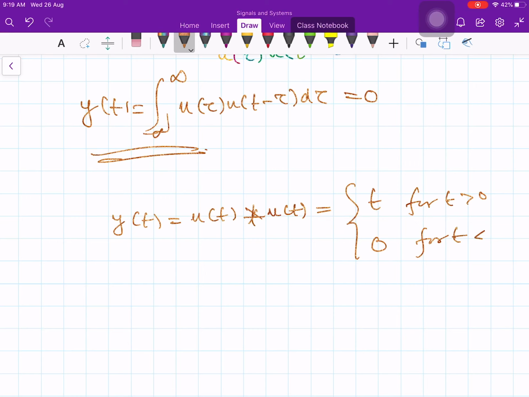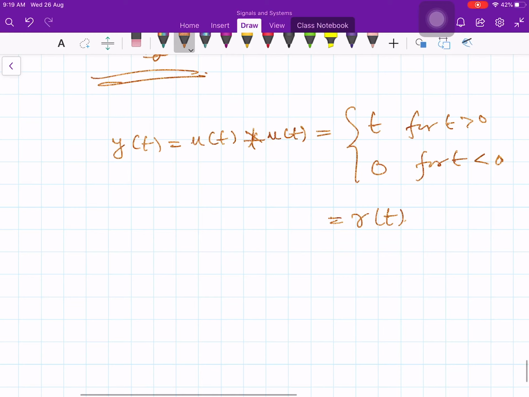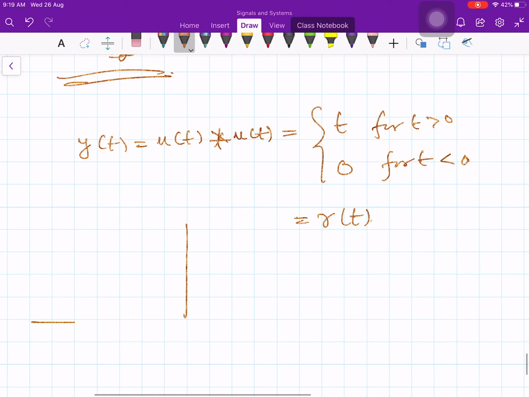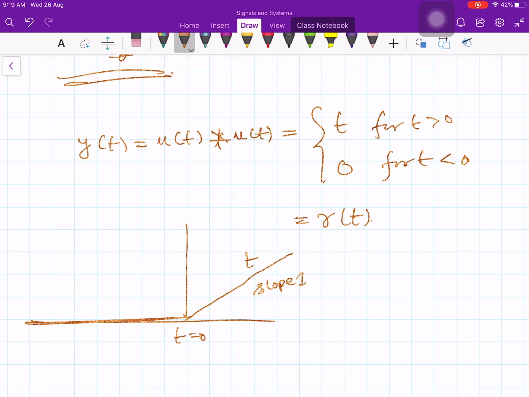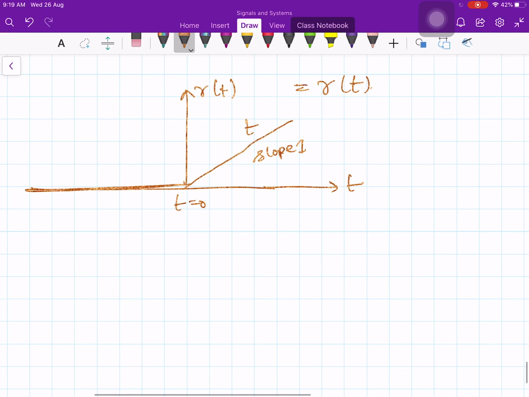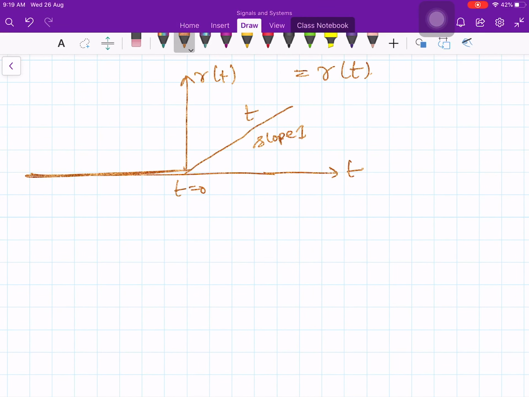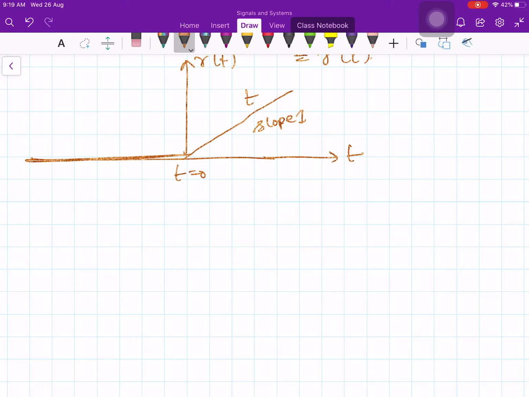So, this resembles something else. Don't you see that this is the definition of your ramp signal r of t. So, the convolution product of u of t with u of t is described by r of t. So, this is a ramp function. How do you describe the ramp function? It is 0 up to time t equal to 0, and then it increases with a slope of 1. So, this is t. So, the idea of convolution is relatively easily seen in simple cases by plotting these graphs in this manner. So, u of t convolved with u of t is simply r of t. An important result.